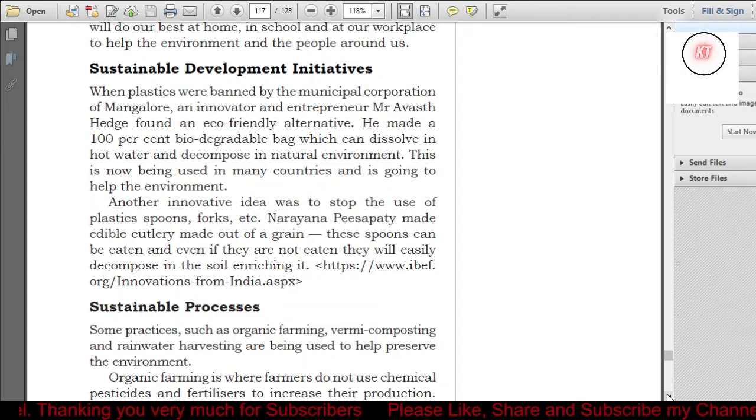An innovator and entrepreneur, Mr. Avast, came up with an economic alternative. He made 100% biodegradable bags which can dissolve in hot water and decompose in the natural environment. This is now being used in many countries and is going to help the environment.